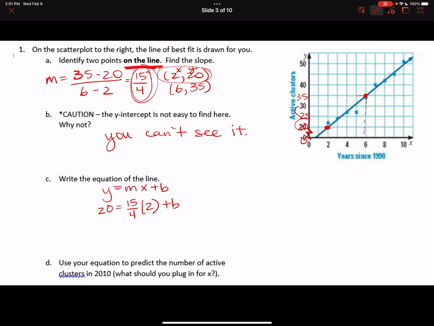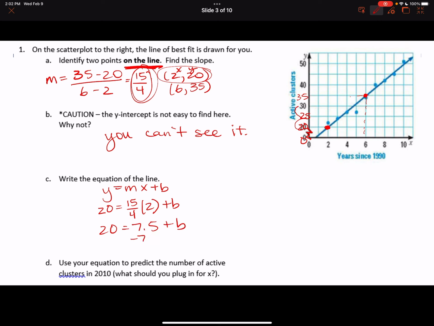Now, here's the bad and the good about scatter plots. With scatter plots and lines of best fit, a lot of times these equations are going to be ugly fractions, really tricky to use. So that's the bad thing. The good thing is that we want you to use decimals. So when you are solving for these equations, you're going to use decimals. You're going to type in 15 divided by 4, and I get 3.75. You're going to multiply that by 2, and I get 7.5. So this is 20 is equal to 7.5 plus b.